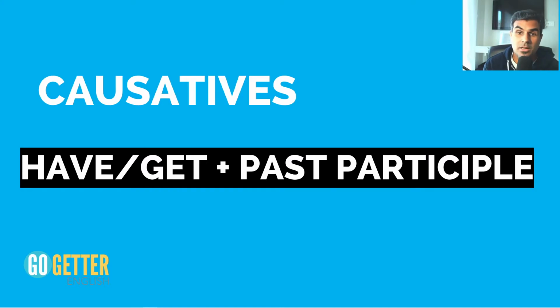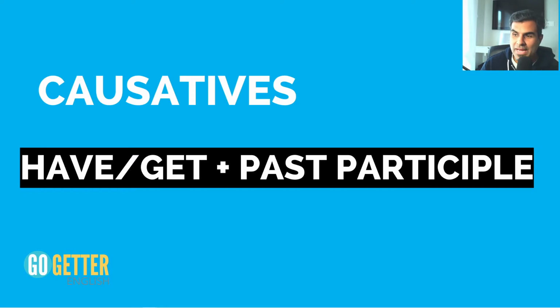Like you probably didn't paint your house this summer. Somebody painted it for you. So I got my house painted this summer. You didn't do anything. You had it done to you. All right? So take a look at that. That's the causative use of the passive.